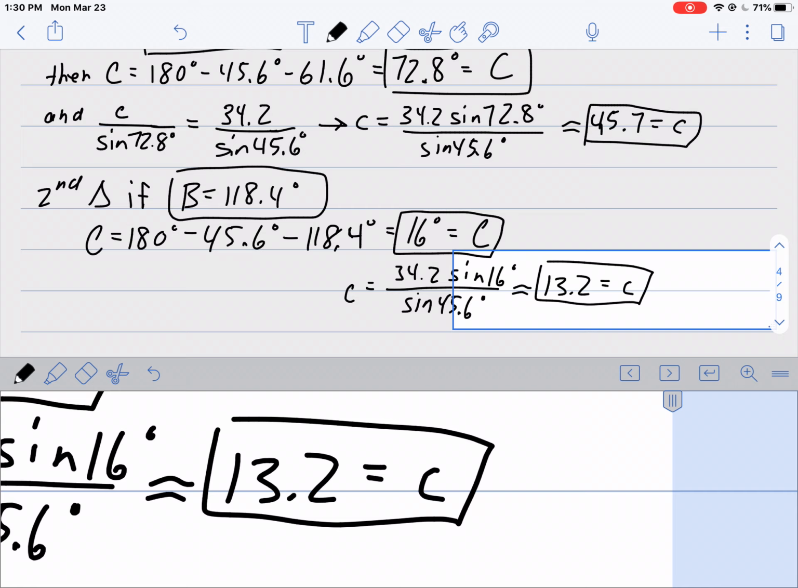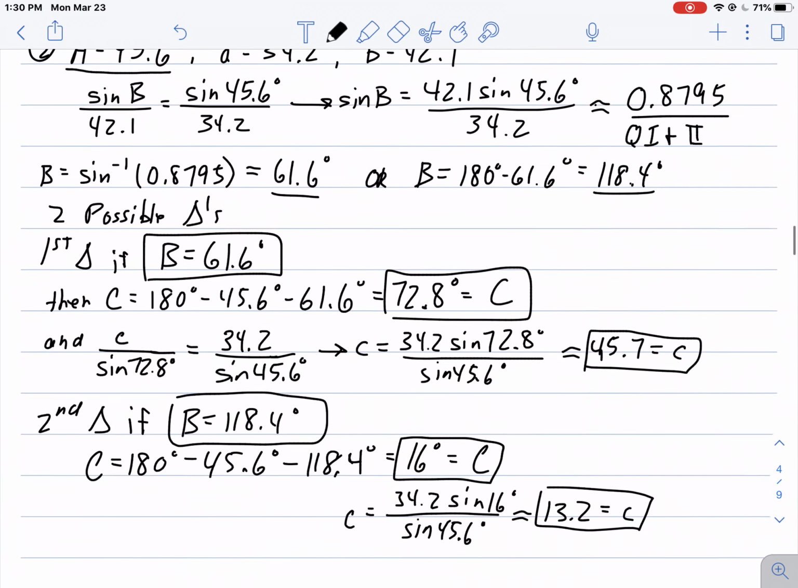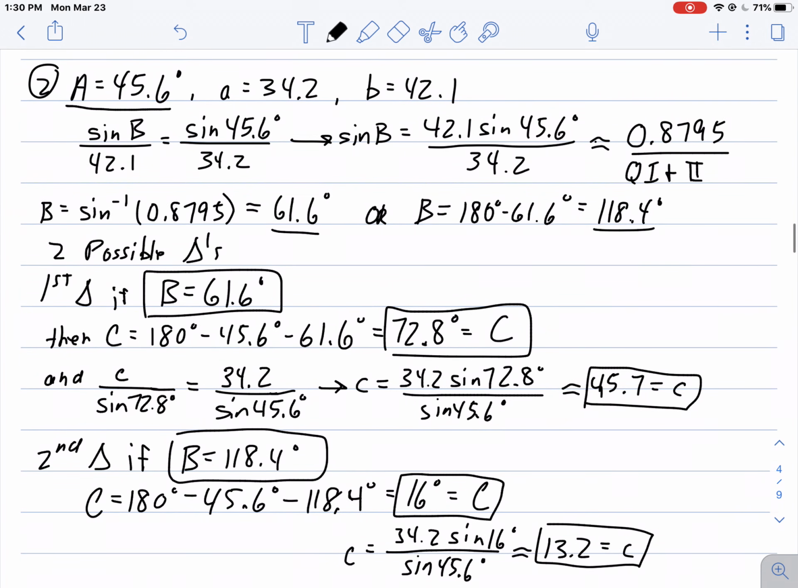Right? And so yeah, there you go. It's the problem with this case, that if you have an SSA case, you can possibly have two different triangles coming from that.